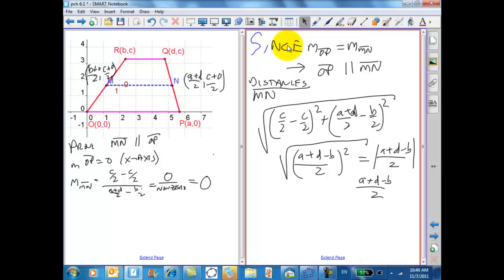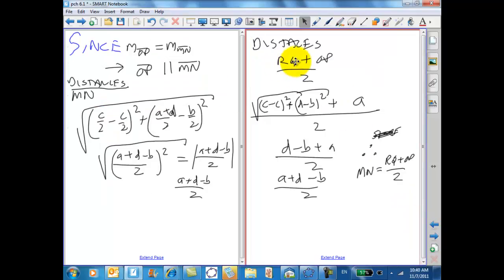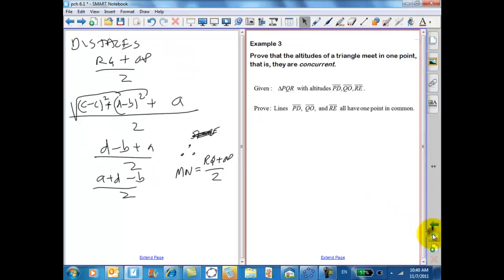Okay? All right. Here's the distances. The first distance is along the midlines here, and then the second distance is RQ plus OP over 2. So a lot of calculating here, but they both end up being the same thing: A plus D minus B over 2. So therefore, MN is equal to the average of the bases. That's a nice proof.